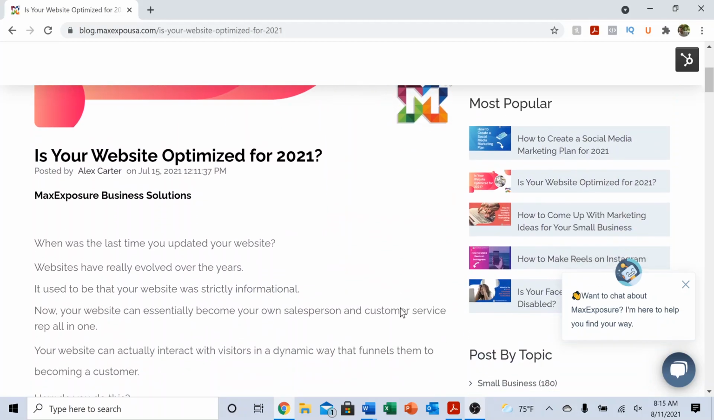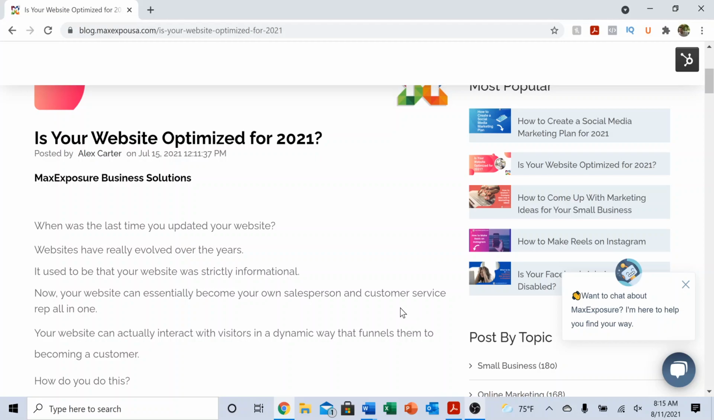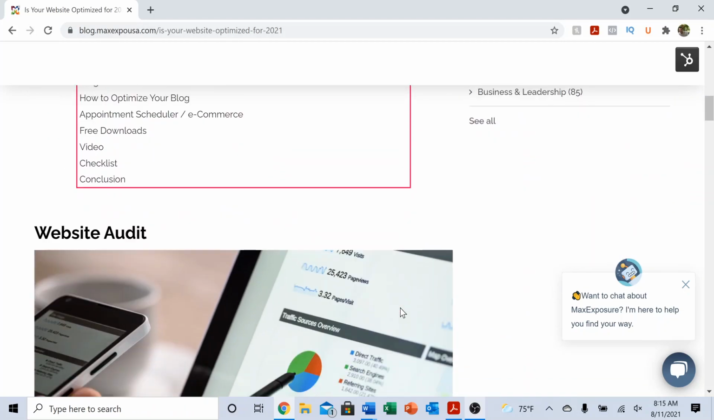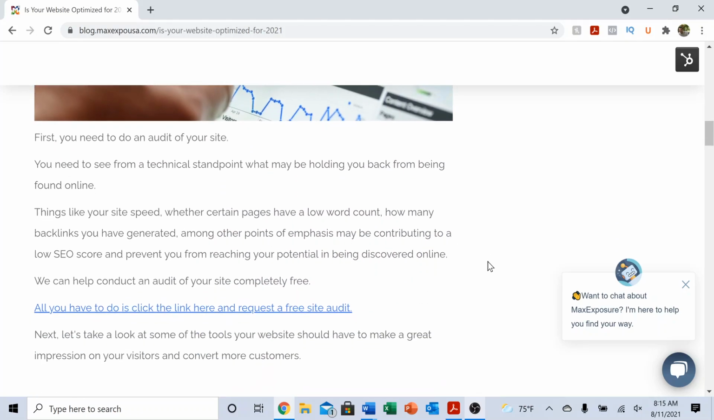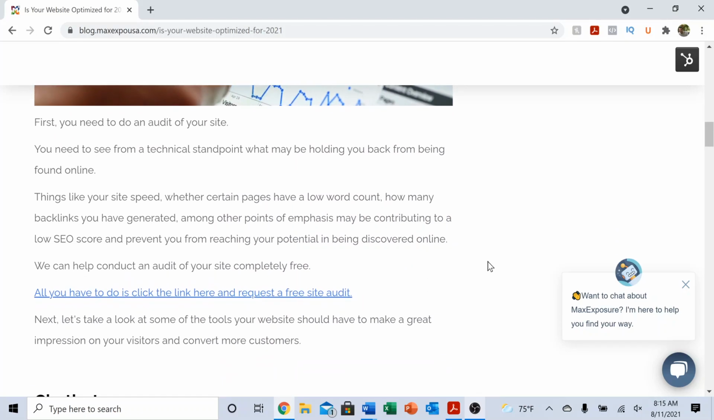So let's get into it. How do we make sure that our website is optimized to convert customers? Well, the first thing we need to do before we jump into the specifics, you need to do an audit on your website. Now, there are a number of services out there that can do this for you.